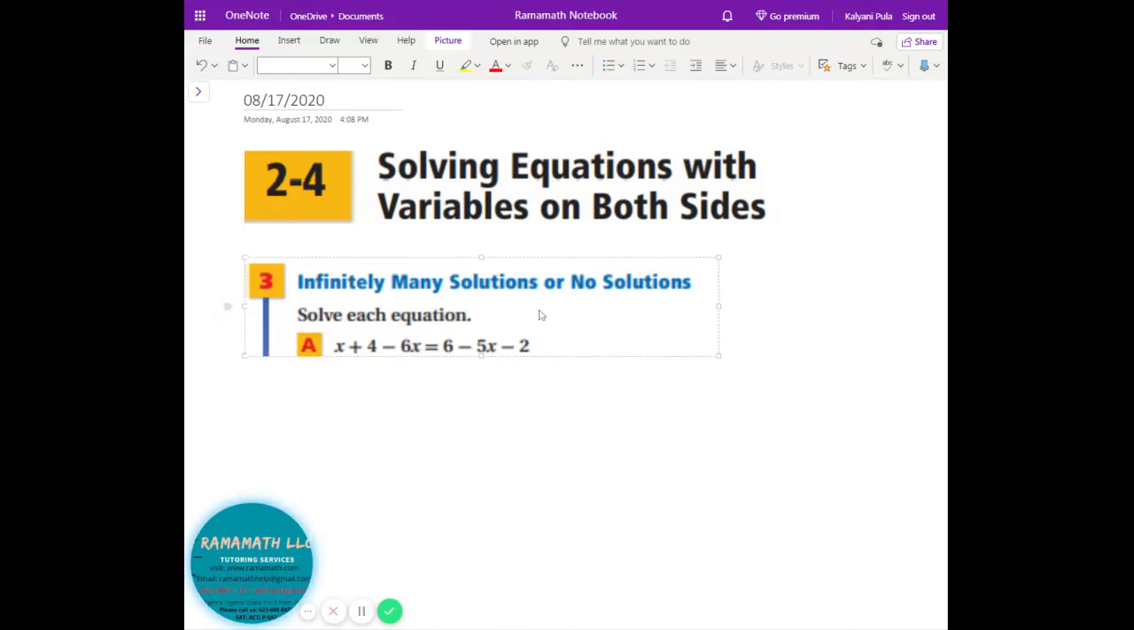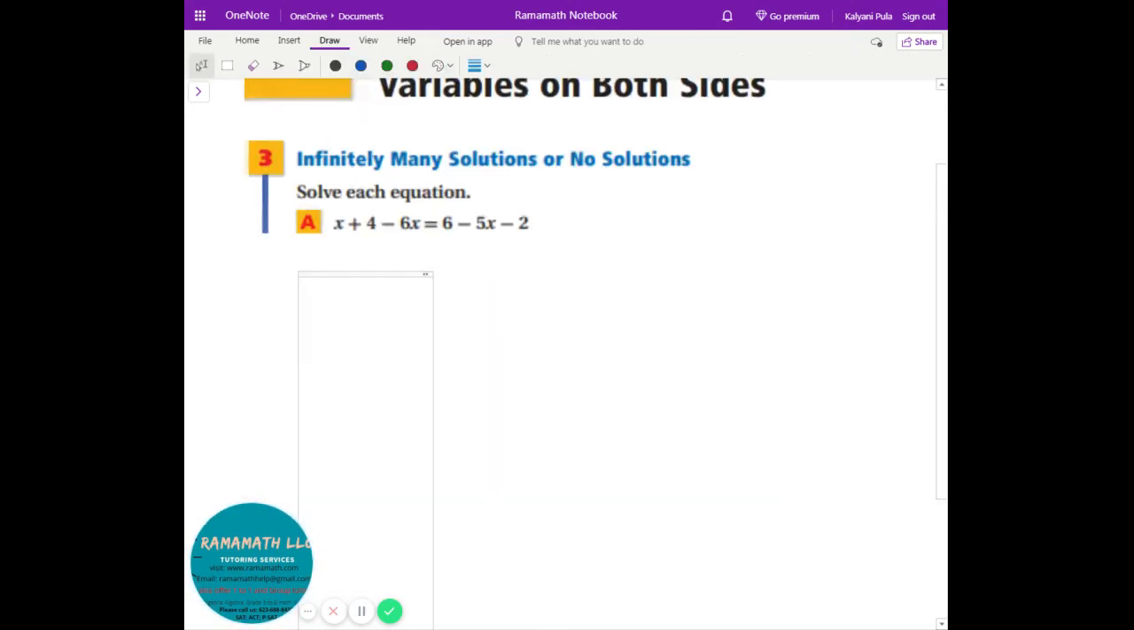Today we're going to cover infinite solutions or null solutions. What does that mean, and how do the questions look? I'm going to explain the concept first, and that way you get a pretty good idea of this. So when you see a question, infinite solutions means that the equation is true for any value.